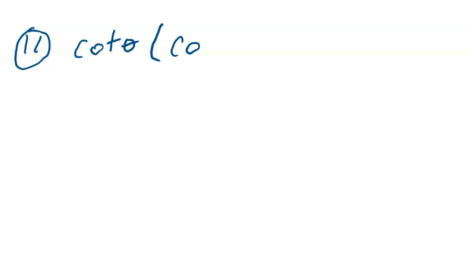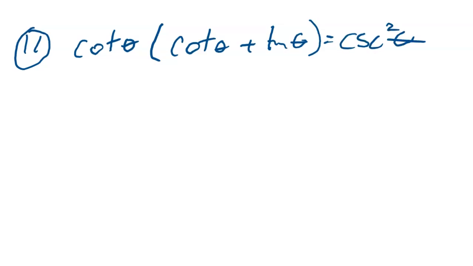All right, on to 10. No, wait, on to 11. On to 11. Okay, 11. I get cotangent theta plus tangent theta equals cosecant squared theta. Okay, get a little tired. Get to re-energize or something.